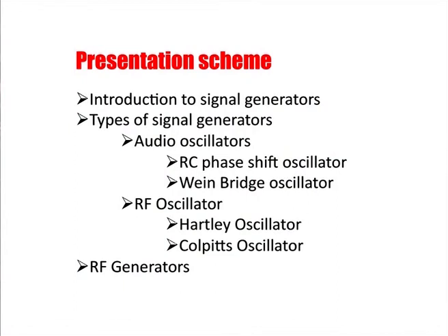Well, coming on to the types of signal generators, they are classified on the basis of the frequency range in which they generate the electric signals. They are mainly classified into two types. They are the audio oscillators, also known as RC oscillators, and secondly the RF oscillators, also known as the LC oscillators. The audio oscillators are further classified into two types: the RC phase shift oscillator and the Wien bridge oscillator. The RF oscillators comprise the Hartley oscillator and the Colpitts oscillator.